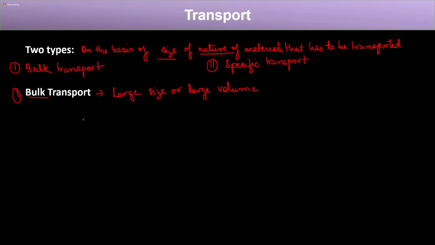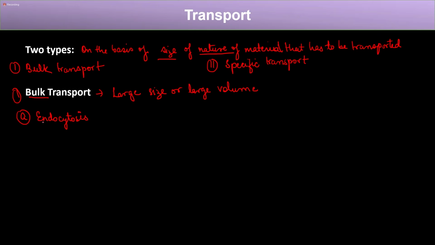So if a cell has to take inside or outside something that is of a large size or large volume, then it will be called bulk transport. Now, bulk transport is further of two types. The first type is called endocytosis.